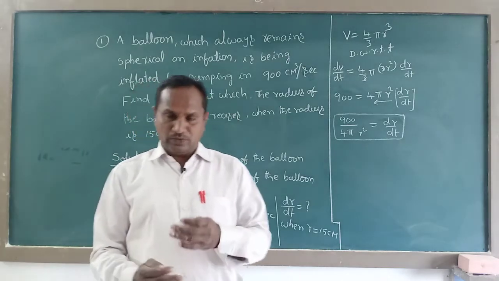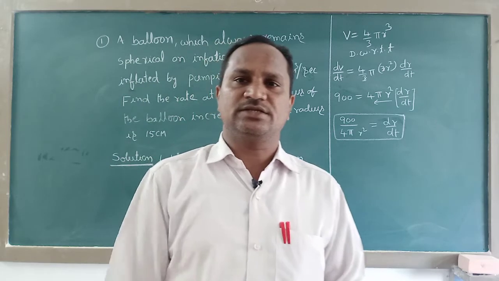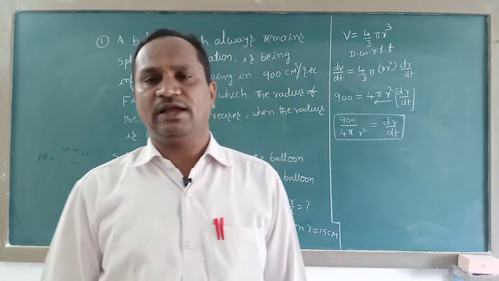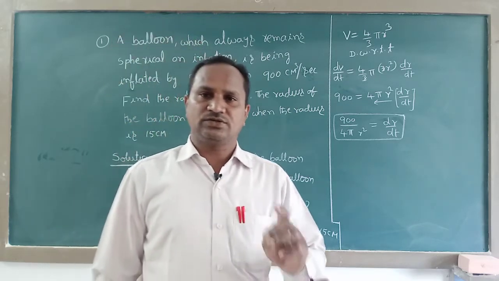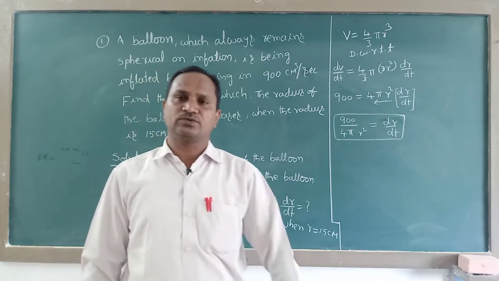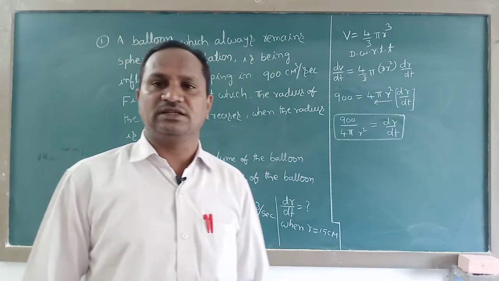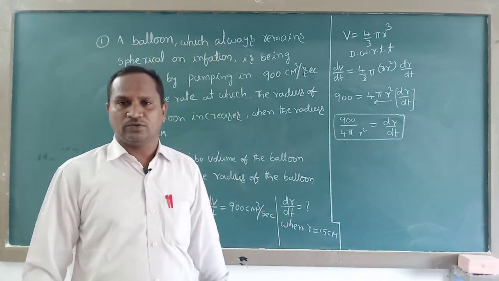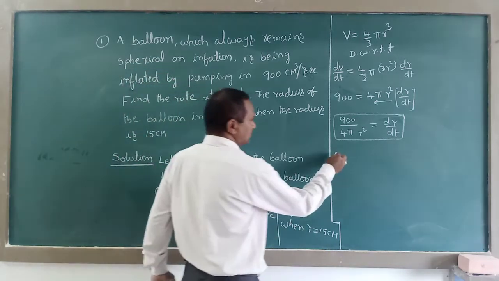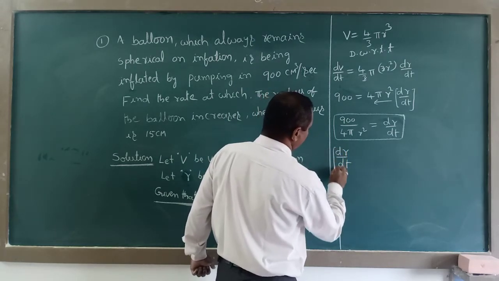That's what we are going to find here: the rate of change of radius when radius is equal to 15 centimeters. It means after finding the dr by dt value, we must substitute the r value. Instead of r we are going to substitute 15 centimeters, because they gave the value of r in the question as 15 centimeters only. Now we are putting that 15 centimeters instead of r. That is dr by dt.